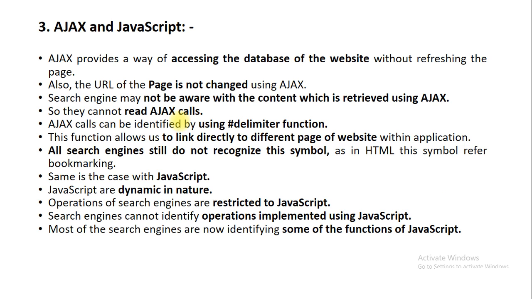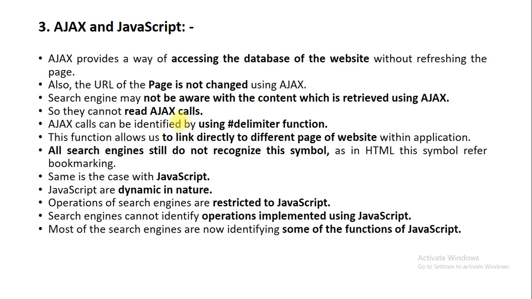Ajax provides a way of accessing the database of a website without refreshing the page. Also, the URL of the page is not changed using Ajax. Search engines may not be aware of the content retrieved using Ajax, so they cannot read an Ajax call. An Ajax call can be identified using the hash delimiter function, and this function allows you to link directly to a different page of the website within the application.